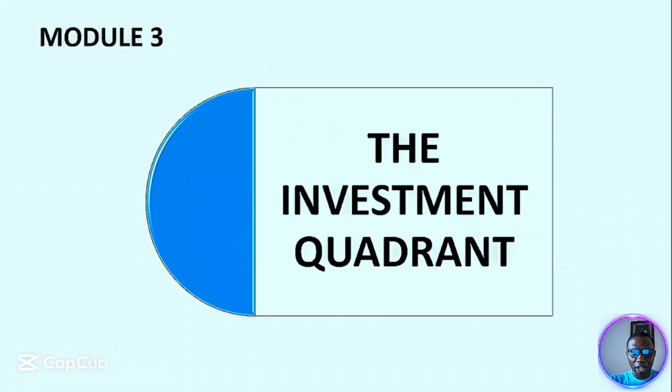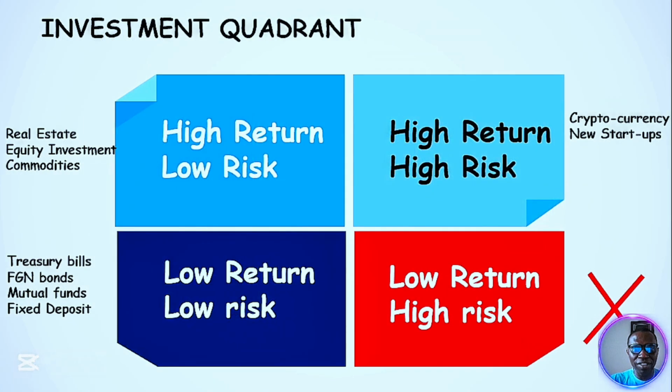Welcome to Module 3, and in this module we want to talk about the investment quadrants. It will help you to understand where exactly to invest your money vis-a-vis your risk appetite. I hope you understand your risk appetite and your risk tolerance. So quickly, let's go into it. So we have these investment quadrants.